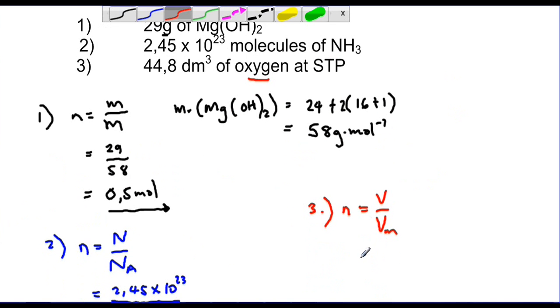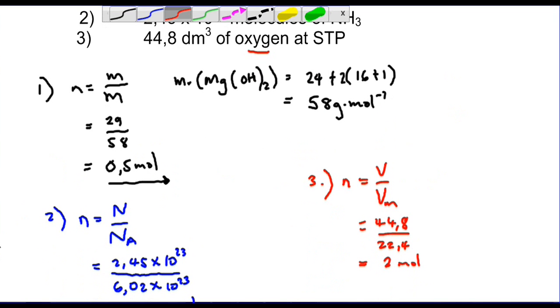So our actual volume is 44.8 dm cube, and our molar volume is 22.4 dm cube. And if we work this out on the calculator, we see that we're going to get 2 moles. So this is the basics referring to calculating number of moles.